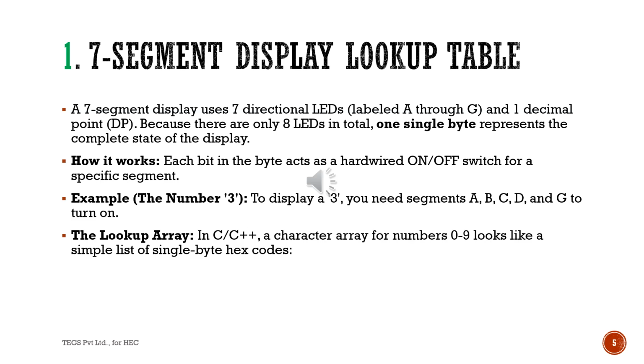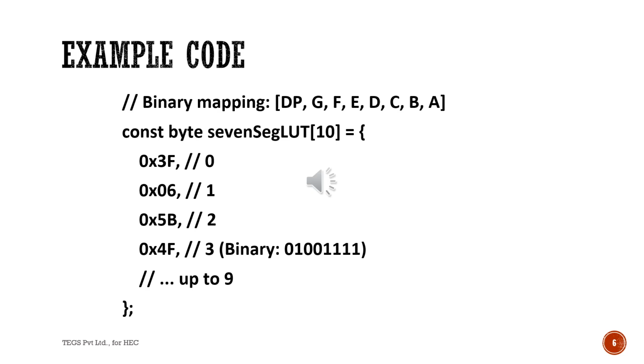The lookup array in C++: a character array from 0 to 9 looks like a simple list of single byte hexadecimal codes. An example of C++ code is given to display 0, 1, 2, 3. This can be extended up to 9 to map the 7-segment display.